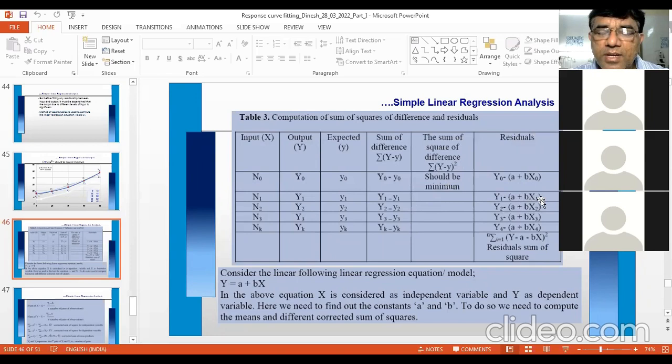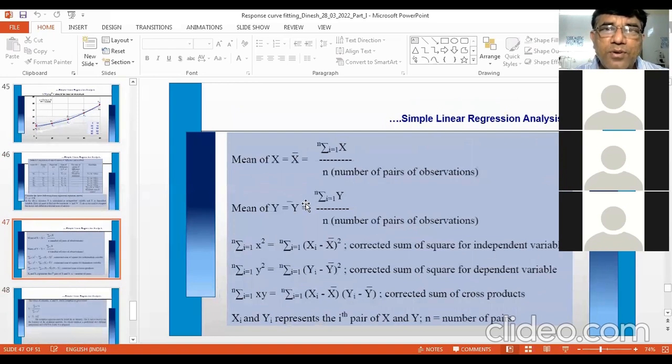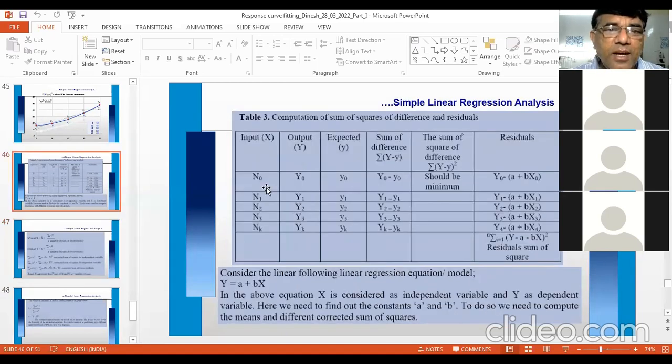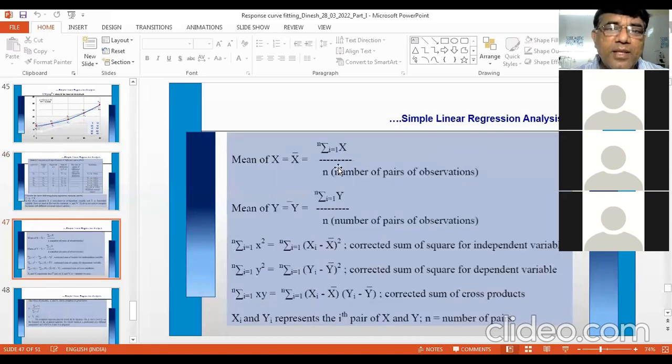Similarly, you can calculate the residuals this way: the data from the equation is subtracted from the original data. You will learn it slowly. You need these parameters to calculate the values of a and b. First, calculate the mean of X, your independent variable. Similarly, for the observed data Y, take the mean of Y, the sum divided by the number of pairs of observations.